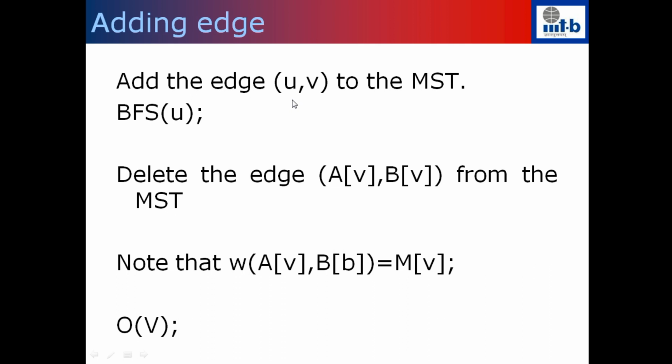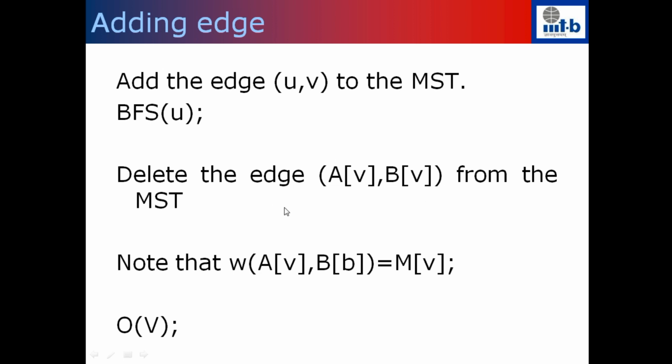So we added the edge U comma V into the graph, and U comma V was added into the MST as well. When we added this U comma V into the MST, it created a cycle. What we wanted to do is find the maximum weighted edge in this cycle. So we found m of V, which is the maximum weighted edge on the path from U to V, and the corresponding edge is A of V comma B of V. This edge will be deleted from the MST.